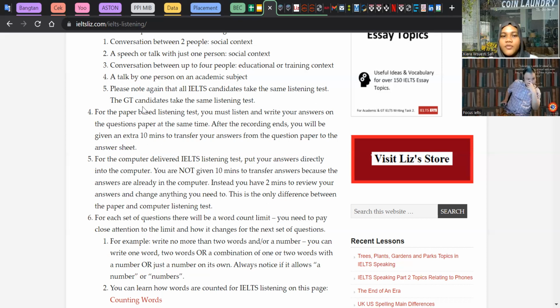But for the computer-delivered IELTS listening test, you will input all your answers into the computer itself, and you will also be given a piece of paper that you can take notes on. Then you will be given around 2 minutes to review your answers, and you can change anything if you want to. So these are the differences between the paper and computer listening tests. You can consider what is best for you, either the paper-based or the computer-based IELTS test, at your convenience. But I would say the computer IELTS test will be much easier.